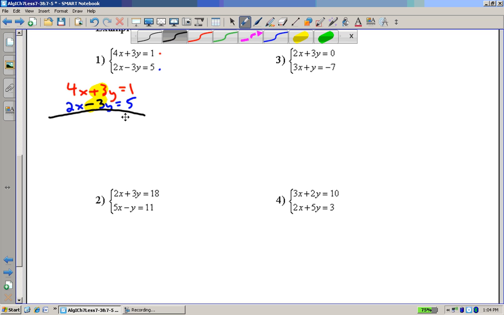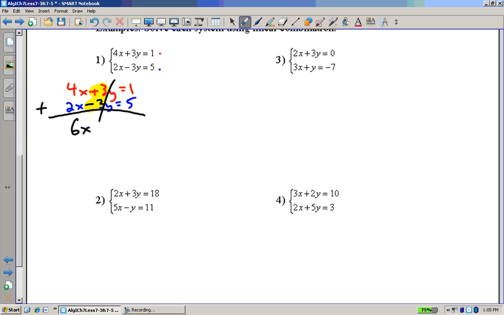Well, the reason is that we're going to add these up. So I'm literally going to add the top to the bottom. 4x plus 2x is 6x. 3y minus 3y is 0y. 1 plus 5 is 6. And so we combine these together, and that leaves me with one variable. If I have one variable, I can just go ahead and solve for x. Let's divide by 6. x equals 1.